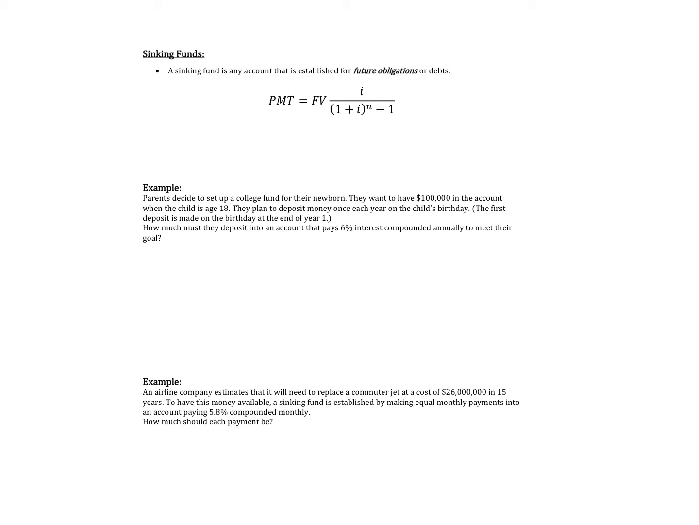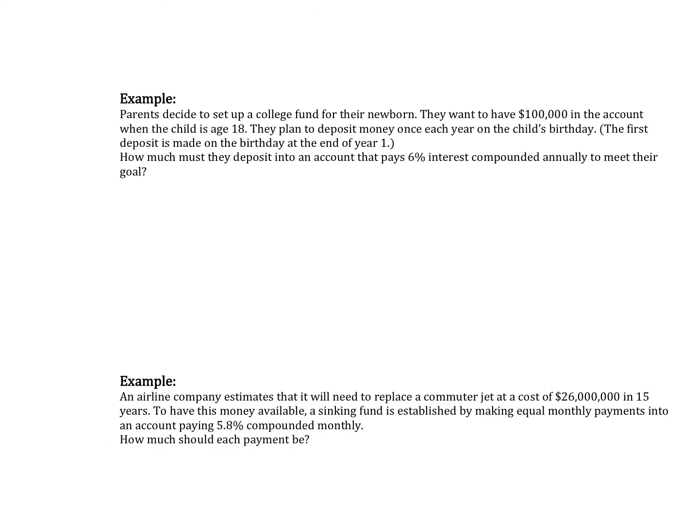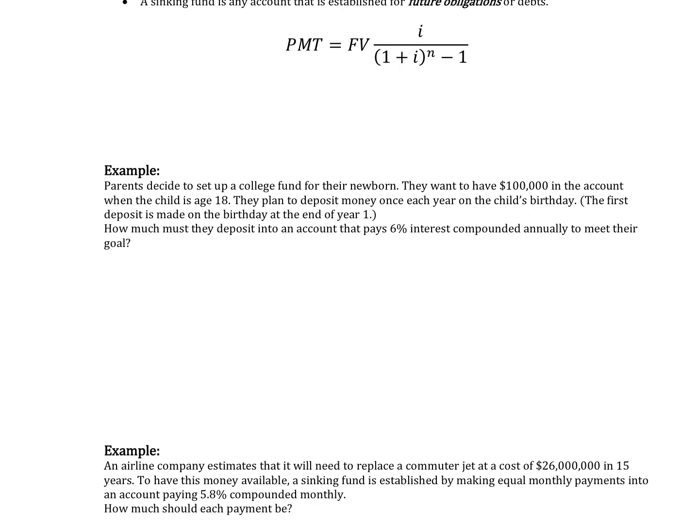So for this particular problem, let's go ahead and identify what we're trying to do. We need to figure out how much they must deposit into an account. So how much do you have to deposit means you're looking for your payment. We want to find the payment, PMT. They tell us a couple of other things. The future value needs to be $100,000, and the rate at which we're depositing is 6%.